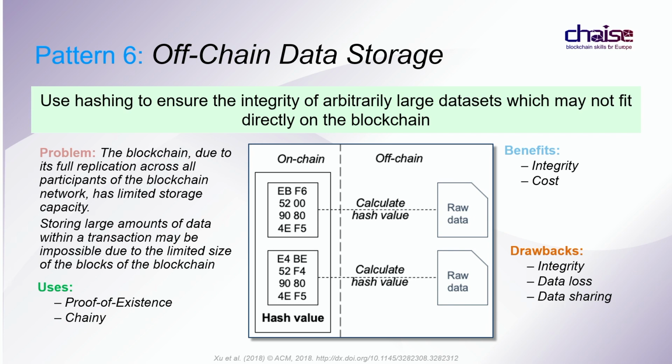Next pattern is off-chain data storage. The off-chain data storage pattern uses hashing to ensure the integrity of arbitrary large datasets which may not fit directly on blockchain. Problem. The blockchain, due to its full replication across all participants of the blockchain network, has limited storage capacity. Storing large amount of data within a transaction may be impossible due to the limited size of the blocks of the blockchain.